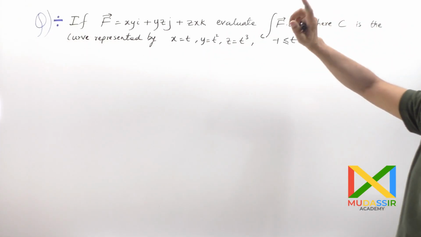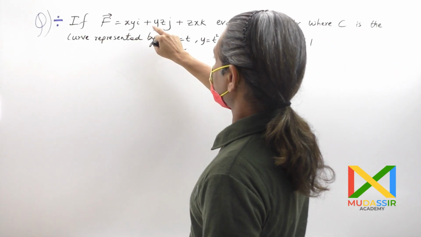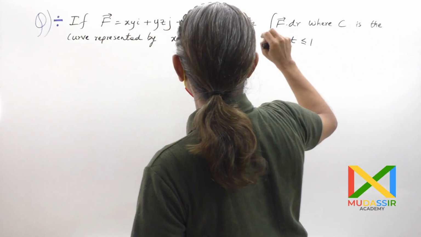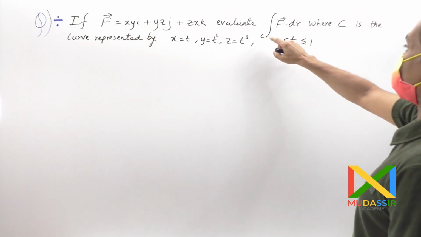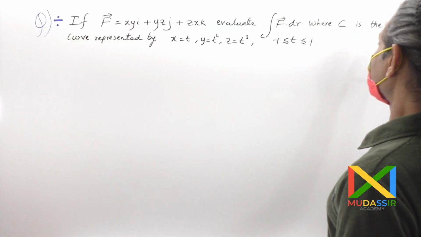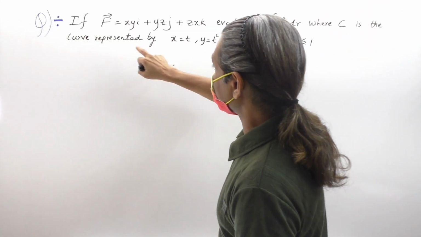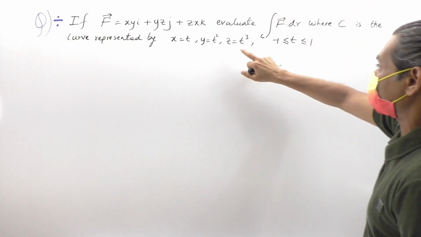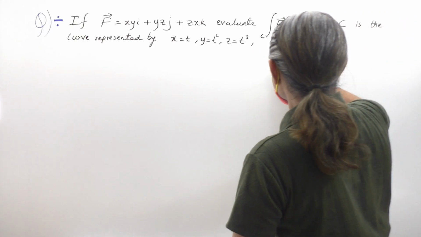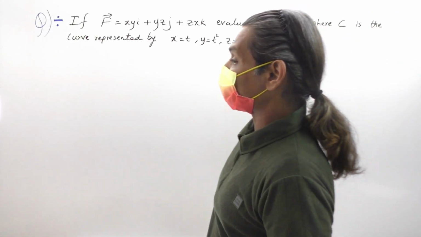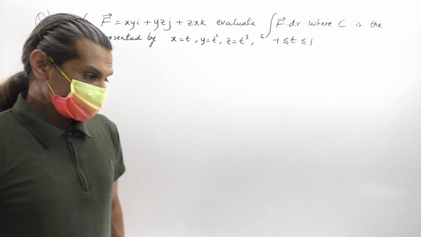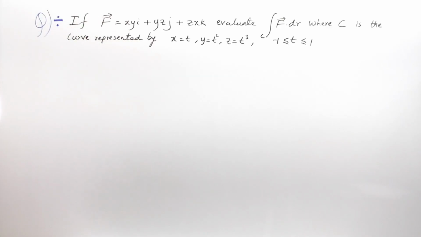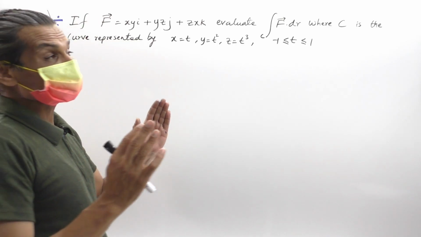The problem is, if f is equal to xy into i plus yz into j plus zx into k, evaluate the integration over the curve C of f into dr, where C is the curve represented by x is equal to t, y is equal to t square, z equals t cube, and t is greater than or equal to minus 1 and less than or equal to plus 1. Okay, a simple question here on what is that?